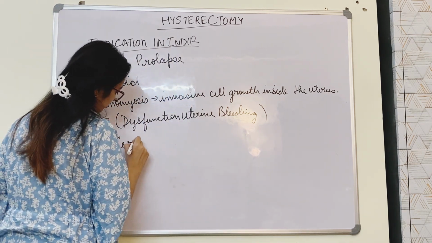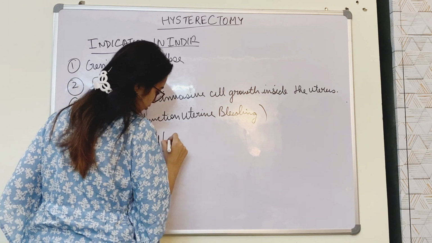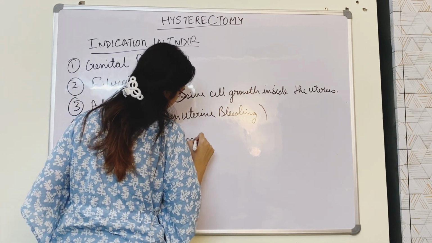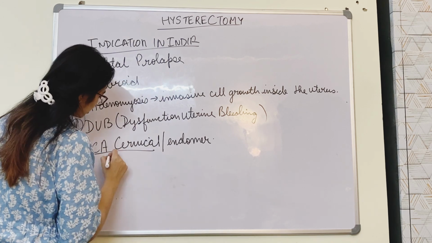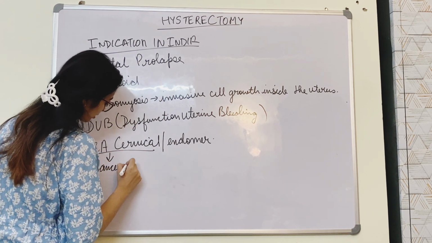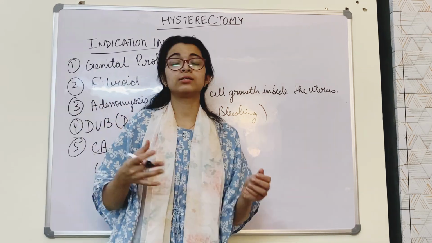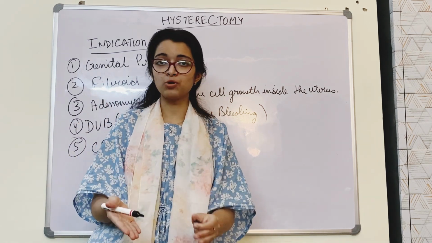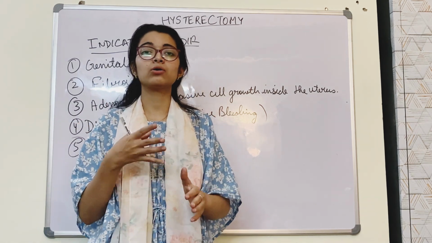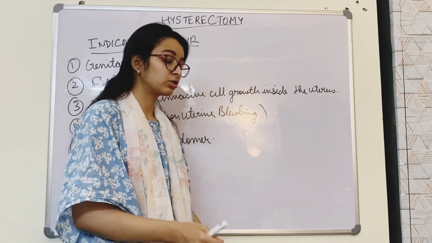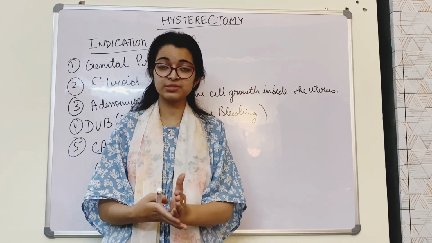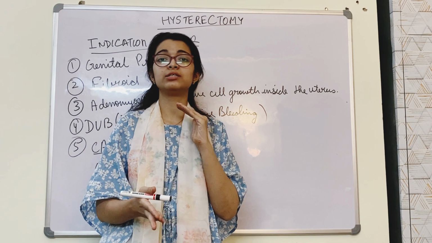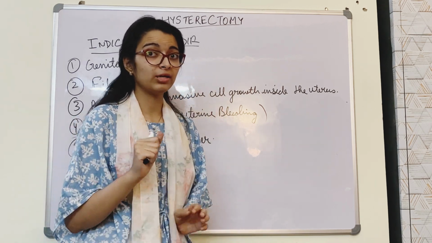It is written as CA cervical, or endometrium cancer, cancer of cervical. CA cervical is the cancer of cervical. So these are the indications that the doctor assumed that there is a requirement of hysterectomy in the patient. So now we will be discussing the main step that I saw today, the steps of the hysterectomy, how it is done, and that is really going to be a very fun part.